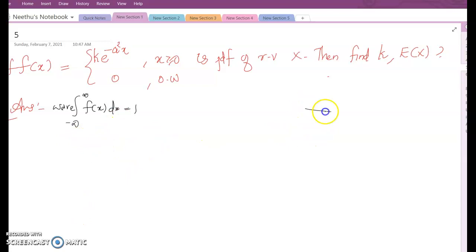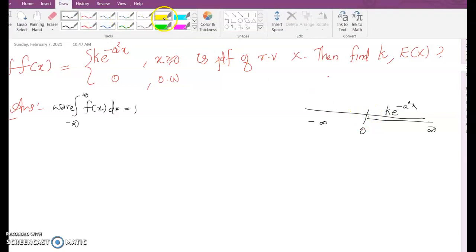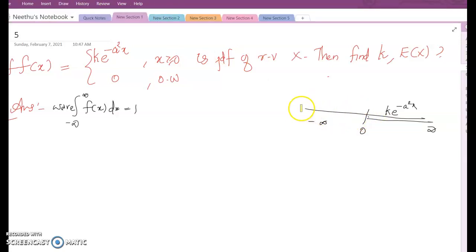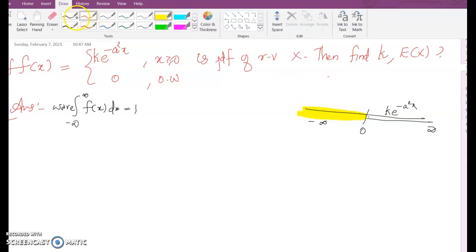Since f(x) is a PDF, we have this result. The function is defined for x greater than or equal to 0, that is from 0 to infinity, where the function value is k e^(-a²x). From minus infinity to 0, it is 0.